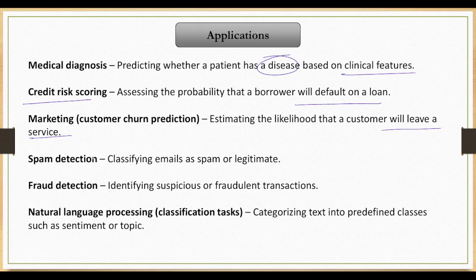Spam detection, which is very common, classifying spam or not spam. Fraud detection, identifying suspicious or fraudulent transactions. And natural language processing, which is also a very important topic. Here we also use this for categorizing text into predefined classes such as sentiment or topic.